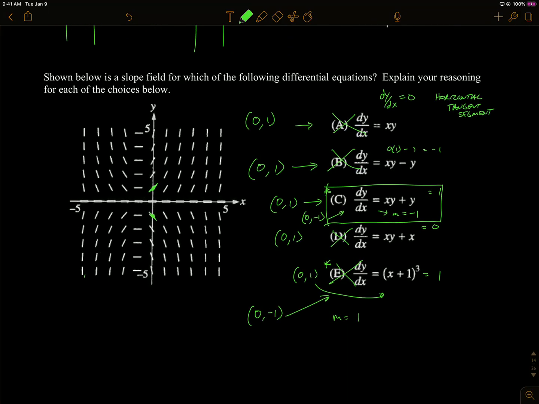That's one strategy. You can pick a single point. I would not pick one that's horizontal or vertical. That'll eliminate some choices. If you still have more choices left, pick another point that's got a different slope from the one you chose originally and start eliminating that way.